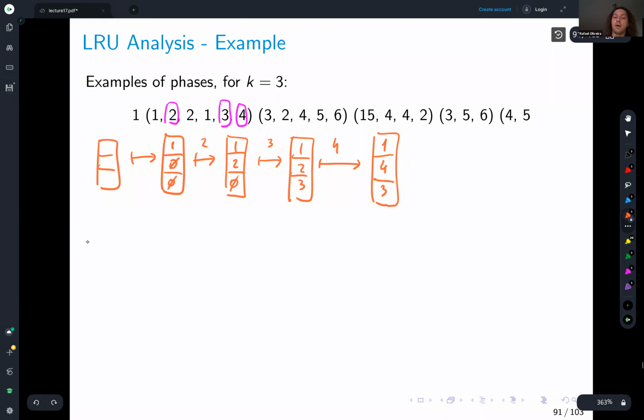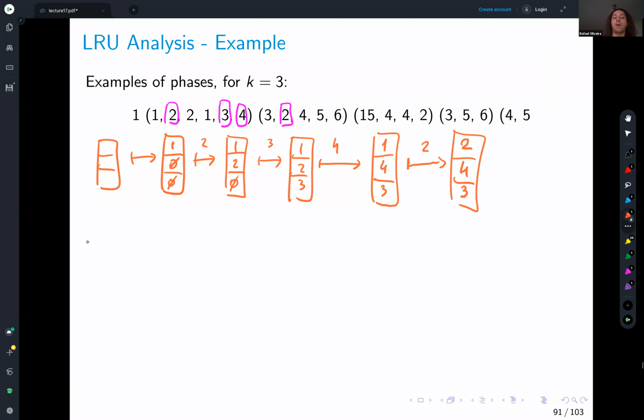And then I'm going to request 3 again, but nothing happens. Now, if I request 2, I have another cache miss. So this is when the new cache miss will happen. And then who am I going to evict? Who was the least recently used in our cache here? The least recently used was 1, so I'm going to evict 1. So I have 2, 4, 3.